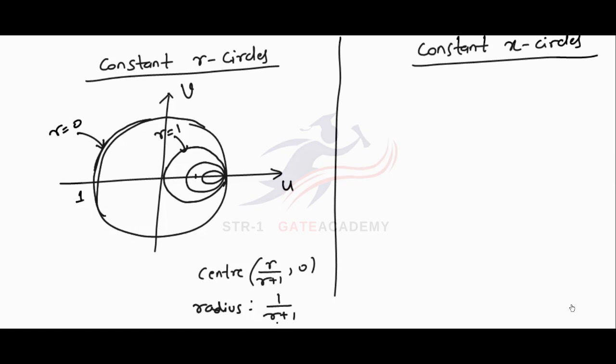For r equal to infinity, what will happen? Radius will be 0 and center will be at 1, 0. So therefore, it is a point circle because radius is 0. For r equal to infinity, radius is 0, so it is a point circle. So this is r equal to infinity.